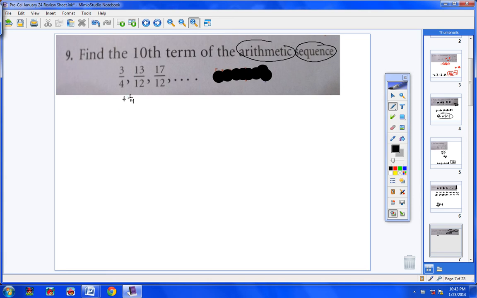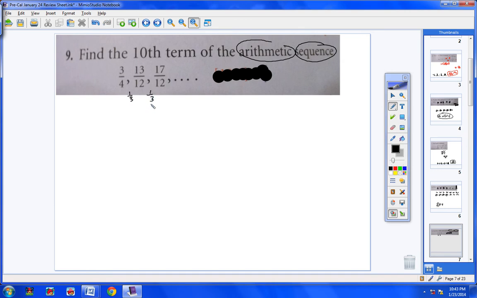And no, that cannot be right. So hold on 1 second, please. 13 over 12 minus... we're adding 1/3. Sorry about that, students. We're adding 1/3 over and over and over. Okay?